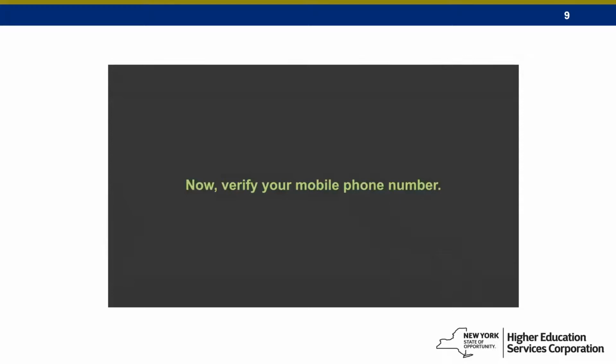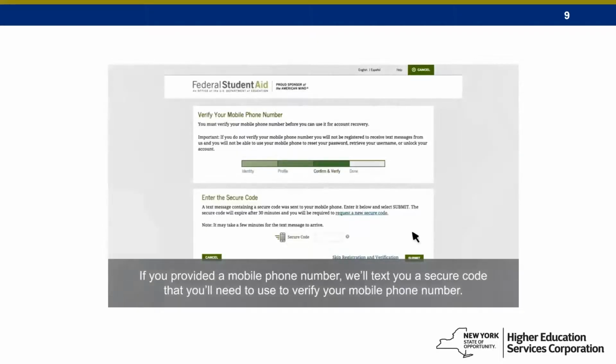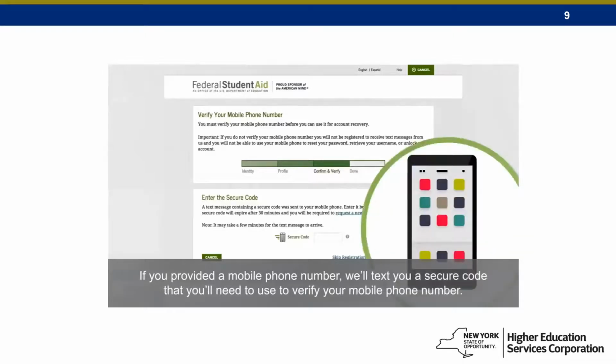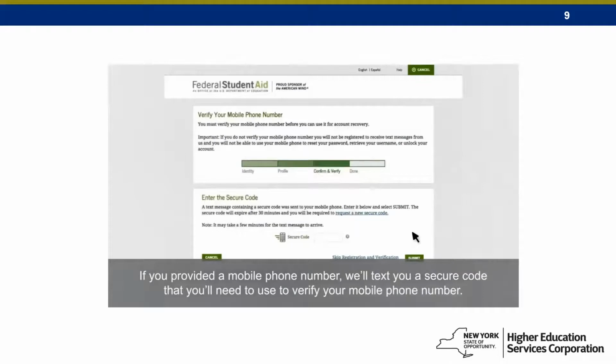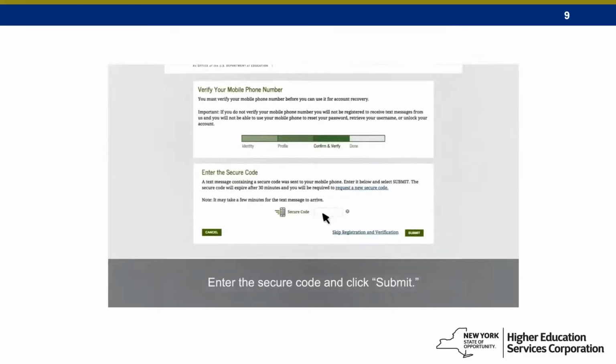In this section, you're going to verify your mobile phone number. So if you registered your mobile phone number in the previous pages, you will have received a text immediately with a secure code that you enter into the secure code field and then click submit.